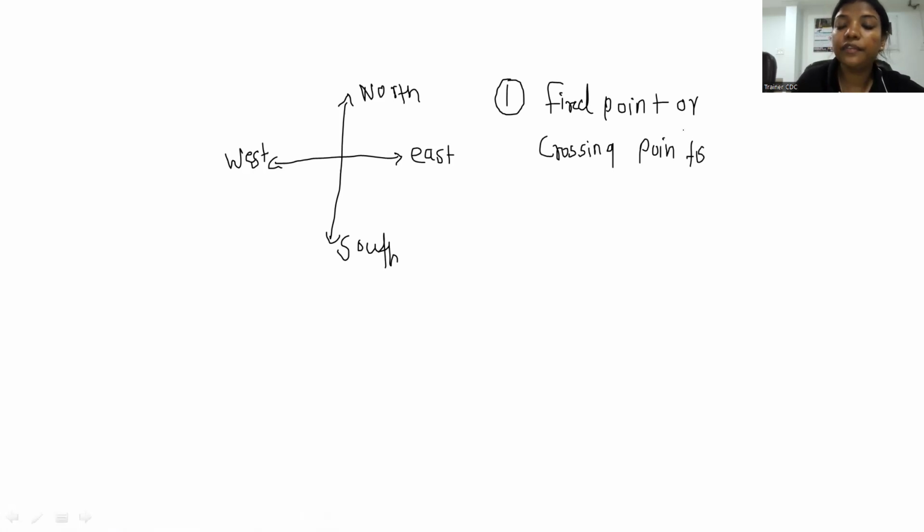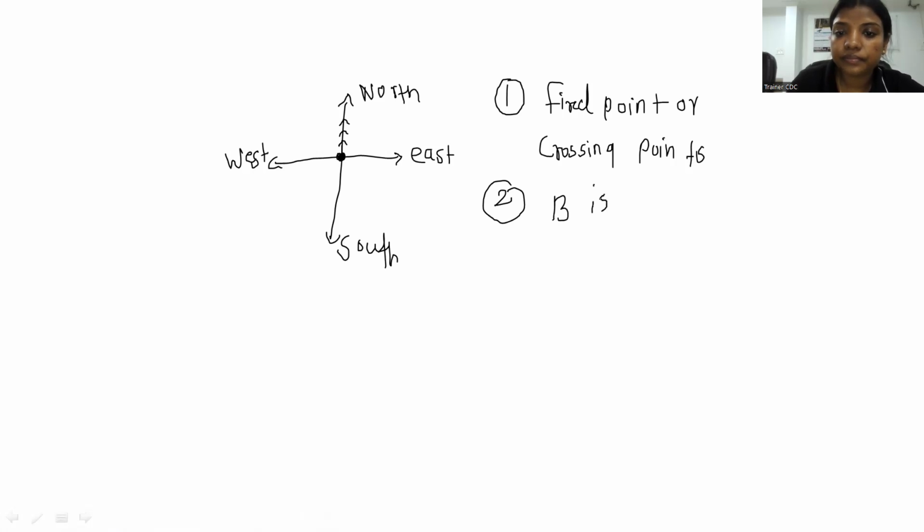For example, they may give you one question and there they are mentioning one sentence that A starts from crossing point or A starts from fixed point. Now, what does it mean? Fixed point or crossing point is nothing but this center. Okay, so A starts from this fixed point towards north. So, what does it mean? A is starting from this center point towards north. Understood?